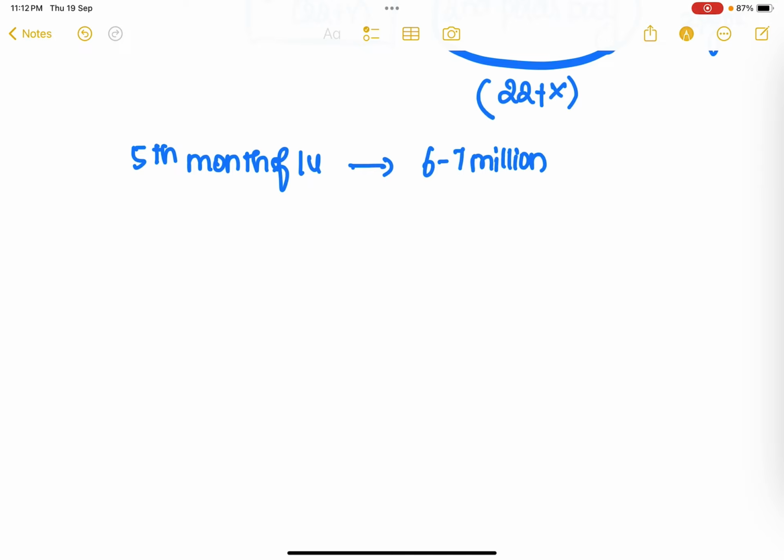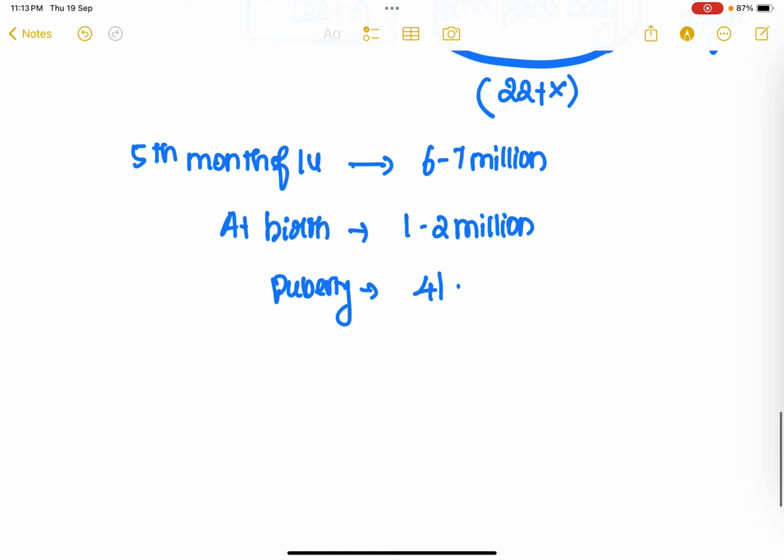Okay, and then at birth, as we know, all these oogonium are going to get converted into the primary oocyte. It is going to become around 1 to 2 million. After that, at around puberty, all these primary oocytes will get converted into secondary oocyte and the first polar body. It is going to become 4 lakhs to 5 lakhs.